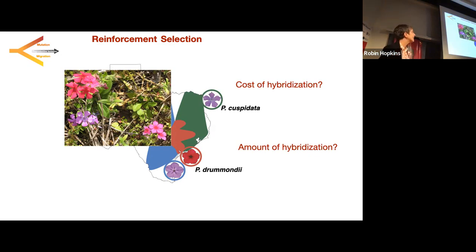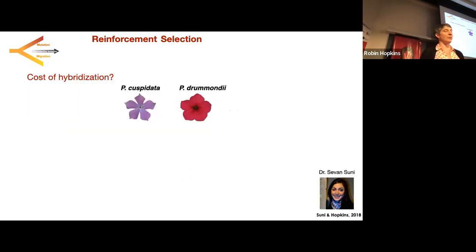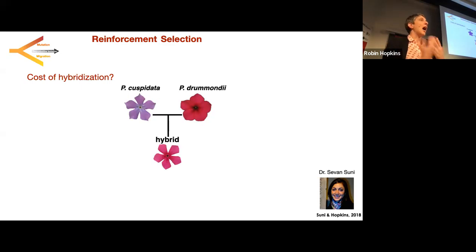So first, let's look at the cost of hybridization. This was work done by a postdoc in my lab, Dr. Sevan Suni, a couple of years ago. What she did is take the two parent species, Cuspidata and drummondii, and cross them together to generate hybrids. They actually cross pretty well. And those hybrids are big and vigorous. And actually, when we see them in the field, they look awesome.